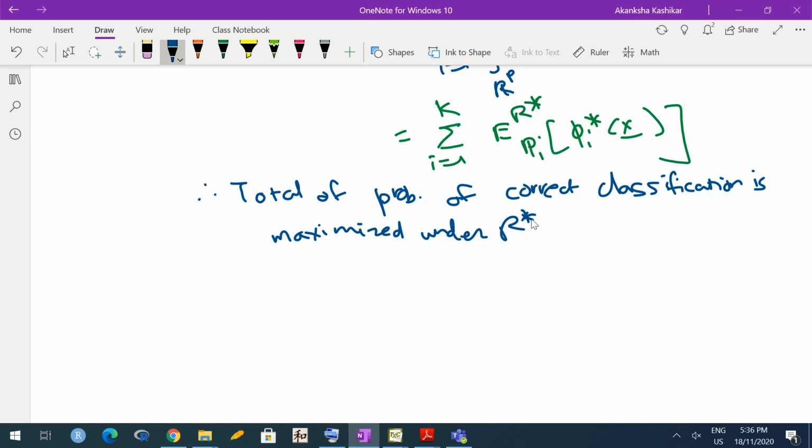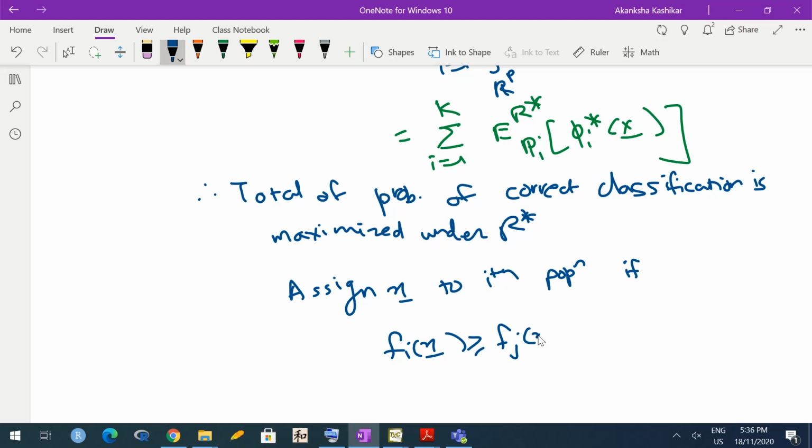Okay, so my classification rule in the K population case is: assign X to the ith population if fi x is greater than or equal to fjx for every j. Okay, for every j. You can write it in terms of log also.